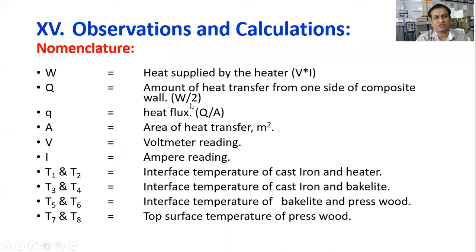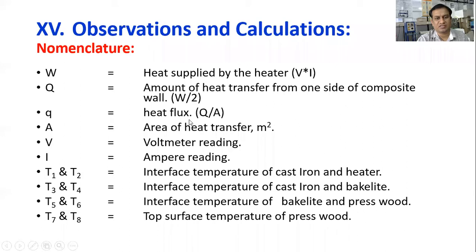Then Q is nothing but the heat transfer, that is the rate of heat transfer. If you have two composite walls on both sides of this heater, then this Q can be calculated on the basis of W by 2 for a single composite wall, right? Because the heat input, whatever the W given by V and I, is divided into two portions, one side composite wall and second side composite wall. So this Q can be calculated as W by 2. If you have only one composite wall setup, then this Q is nothing but W.